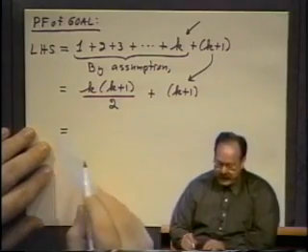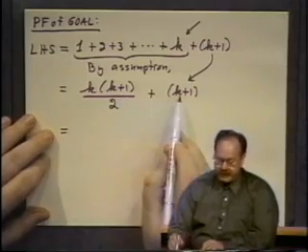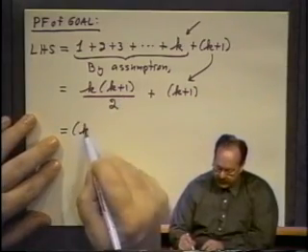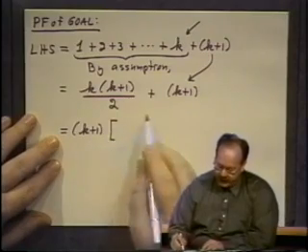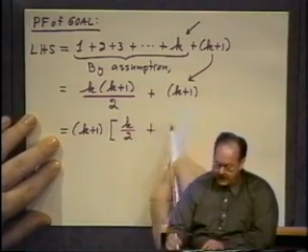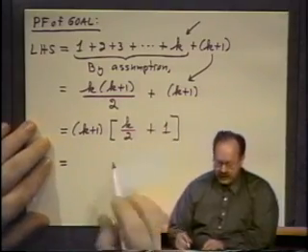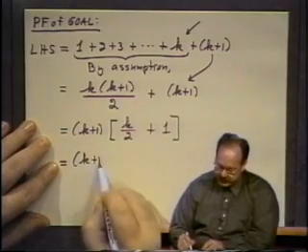Well, now I just do algebra, as it seems natural to do, trying to simplify things. I see the k plus 1 is common to both, so I will factor the k plus 1 out. What am I left with? Here I'm left with k over 2. Here I'm left with 1 because I factored out the k plus 1. Then I'm going to combine these into a single fraction because that also seems natural.